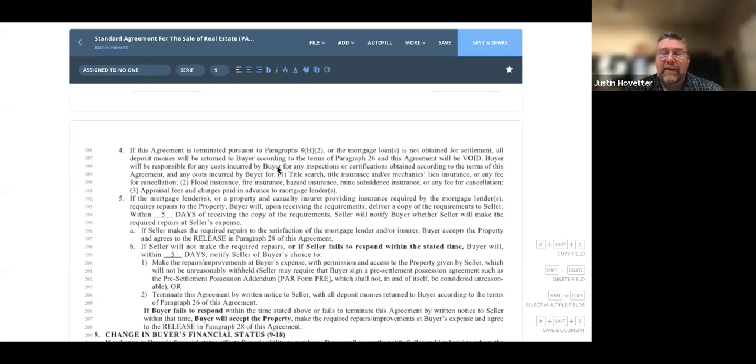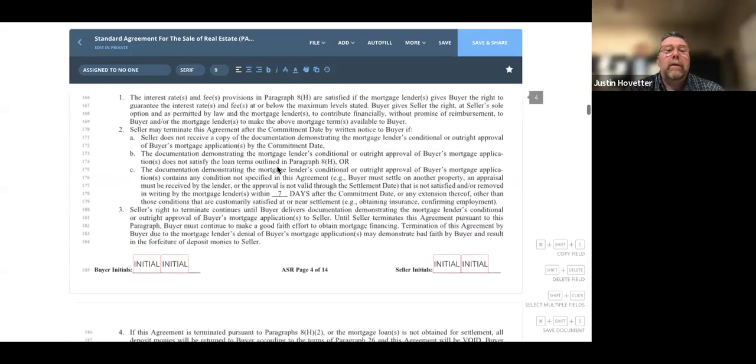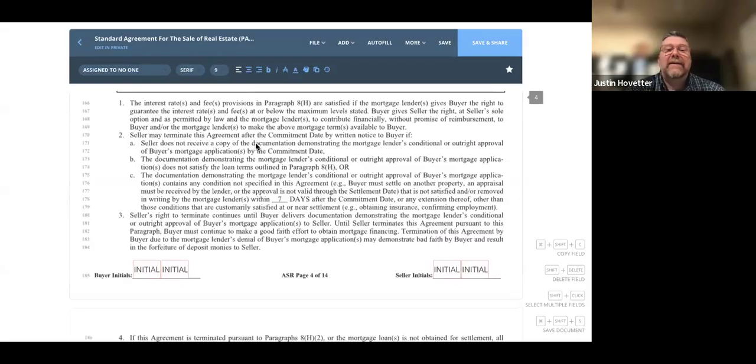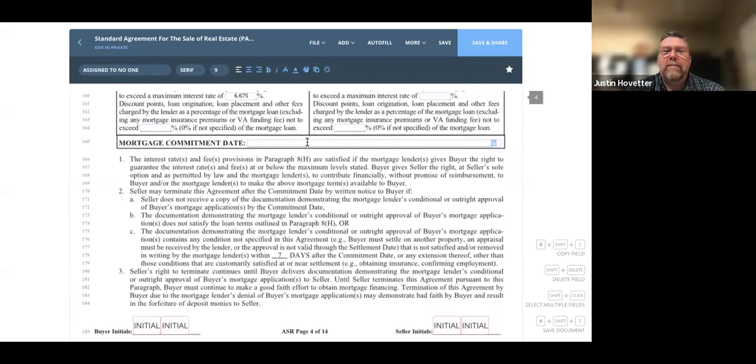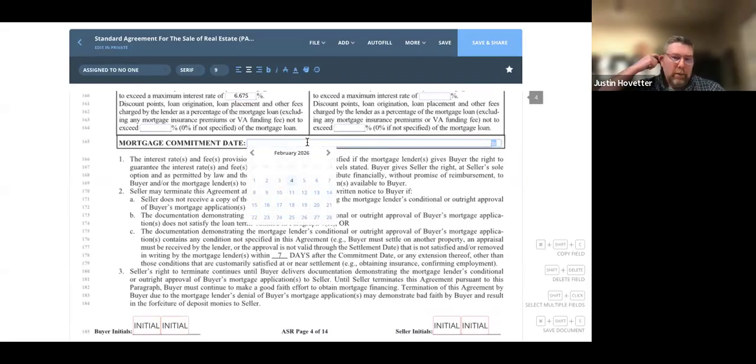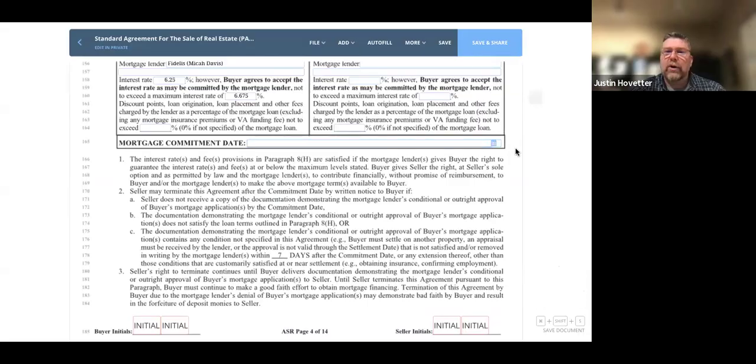Now, Beth, I asked what the importance is of the mortgage commitment date. Seller may terminate this agreement after the commitment date. If there's no commitment date here, when can the seller terminate?